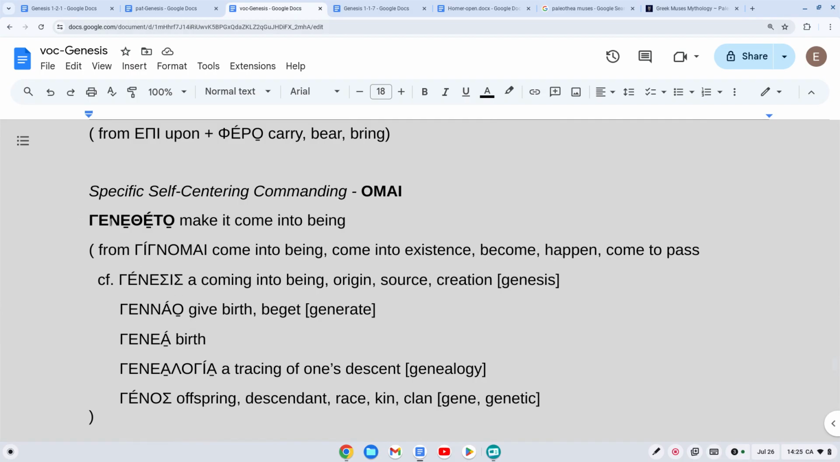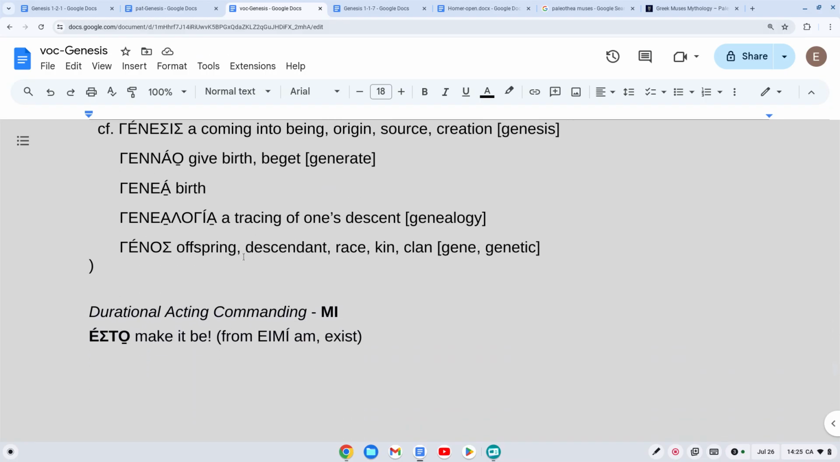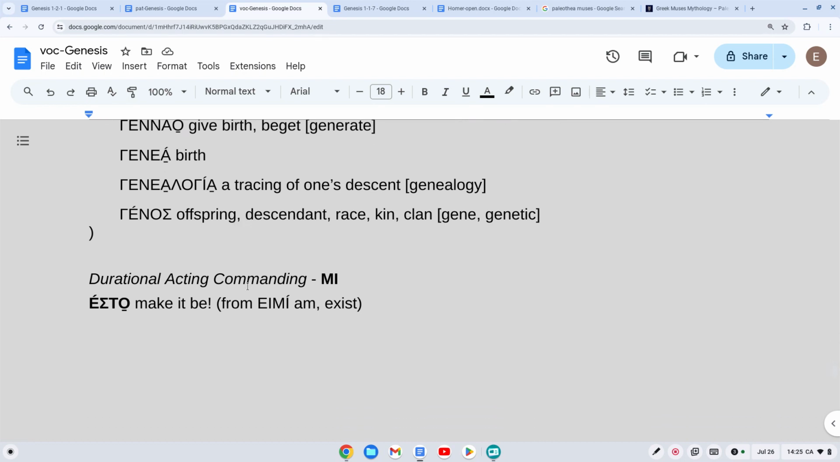You remember, geneteto is a specific, self-centering, commanding verb. Make it come into being. I should probably put an exclamation mark here to indicate it's a command. And in this case, esto is durational acting commanding of the verb emi, which means I am or I exist. So this says make it be or make it exist.